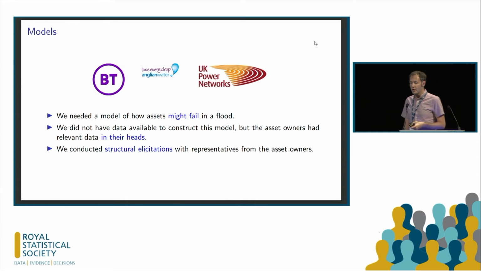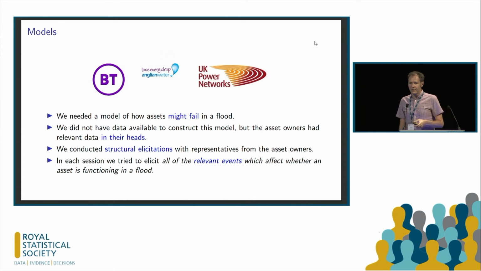So we conducted structural elicitations with each of these different asset owners, so 2 each, with engineers from BT, people from Anglian Water, and people from UK Power Networks, and we asked them, in a flood, what happens? What do you do? So what sort of notice do you get of the flood? If you get good notice, what do you put in place? If there's water pooling outside something that you don't want to fail, what actions can you take to try and mitigate that? What are the sorts of failure modes that you would expect to see if water gets into the asset? And what are the knock-on effects of this?